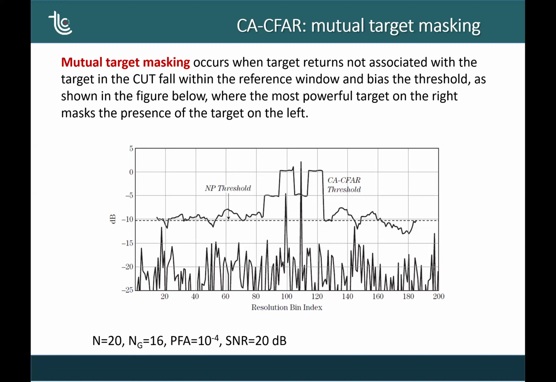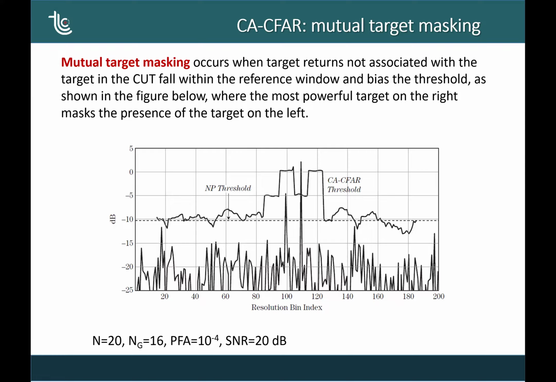Then the dotted line is again the Neyman-Pearson threshold, when we know perfectly the power of the noise. In this case, the threshold is fixed, and then we see both targets. But when we don't know the power and we estimate it with the CA-CFAR technique, then you see that the stronger target masks the weaker target. This phenomenon is called mutual target masking, okay?